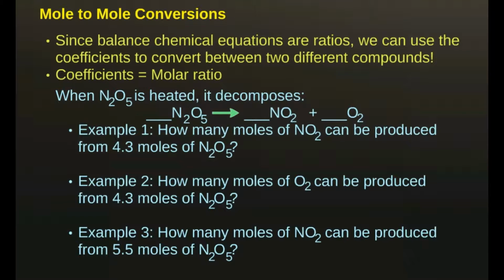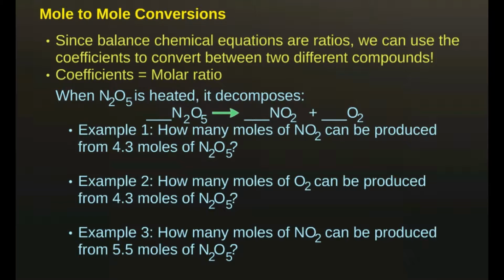One reason why it all works out, and this is the reason why you had to balance your equation, is that if you balance it properly, you can predict how many moles of something are going to combine together. And that's how we sum everything up. It makes things that are usually complicated science very easy. Since balanced chemical equations are ratios, we can use the coefficients to convert between two different compounds. Coefficients, remember, are equal to the molar ratio.